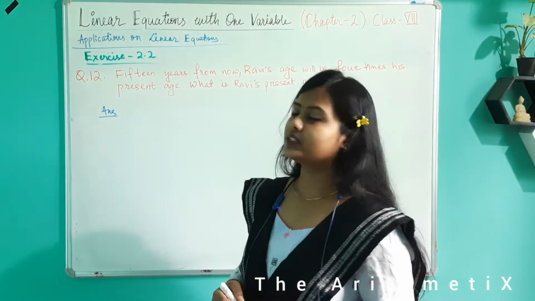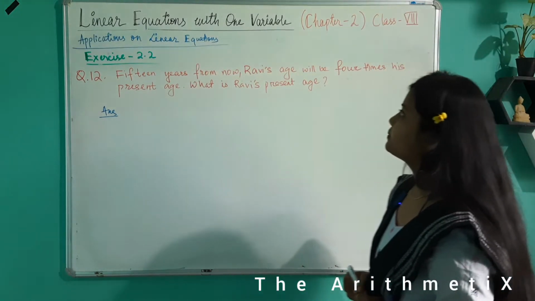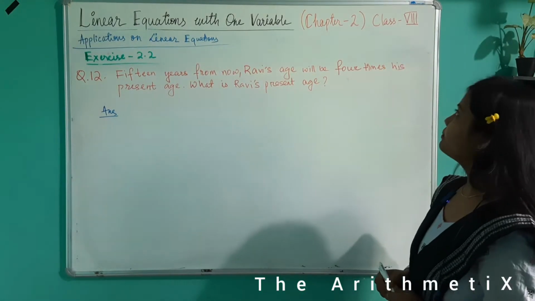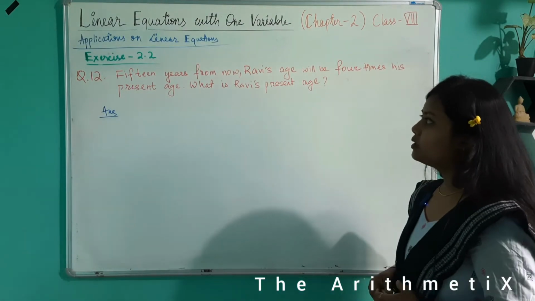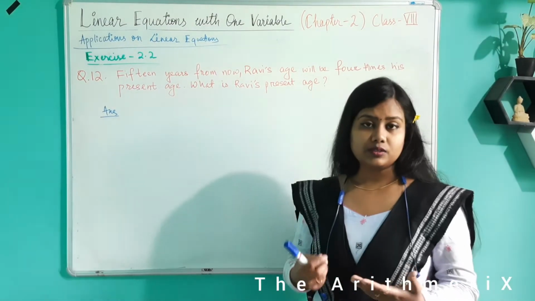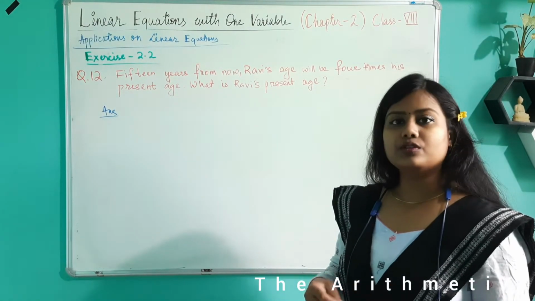Let us discuss question number 12 from exercise 2.2. 15 years from now, Ravi's age will be 4 times his present age. What is Ravi's present age? We are required to find the present age of Ravi. We do not know that value.